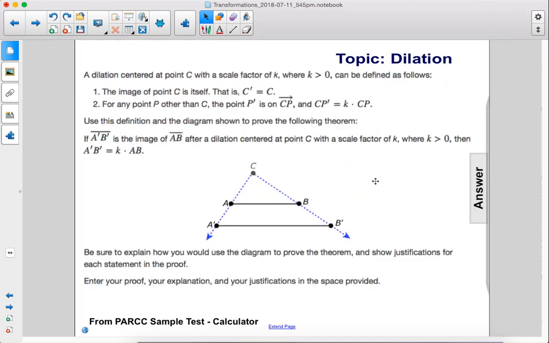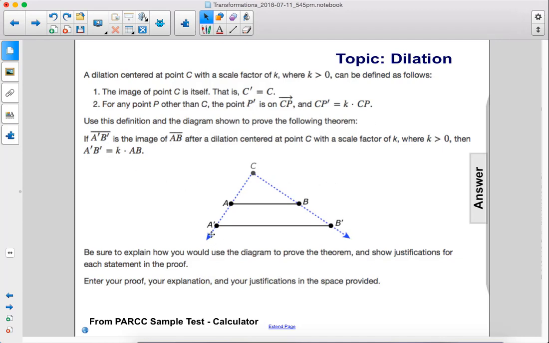A dilation centered at point C with a scale factor of K, where K is greater than 0, can be defined as follows. Number 1, the image of point C is itself. That is, C' equals C. Number 2, for any point P other than C, the point P' is on ray CP, and CP' equals K times CP. Use this definition and the diagram shown to prove the following theorem.